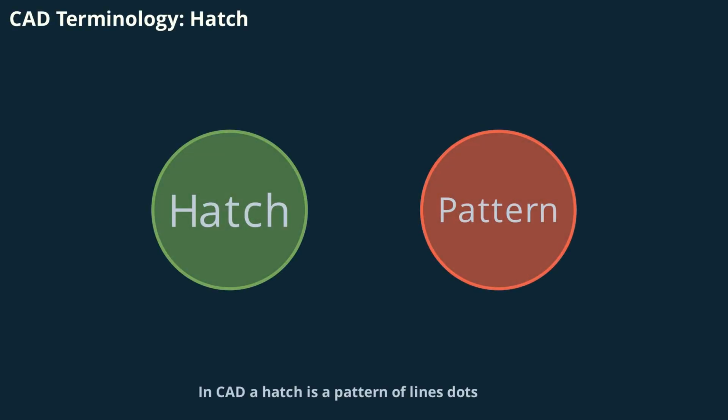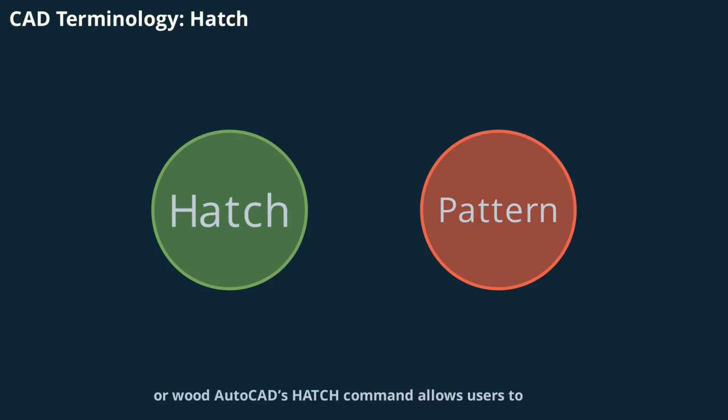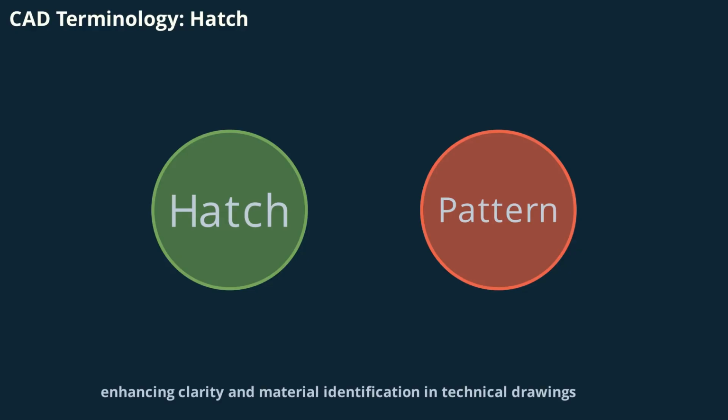In CAD, a hatch is a pattern of lines, dots, or shapes used to fill a closed area in a drawing. Hatching is commonly used in cross-sectional views to represent different materials, such as steel, concrete, or wood. AutoCAD's hatch command allows users to select predefined patterns or create custom ones, enhancing clarity and material identification in technical drawings. Hatches are essential for distinguishing between various components and improving the visual communication of design intent.